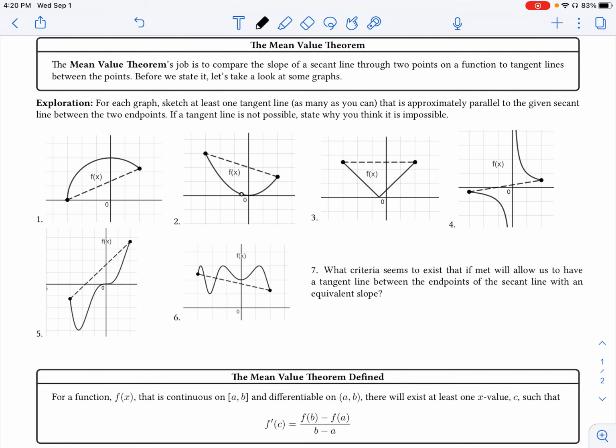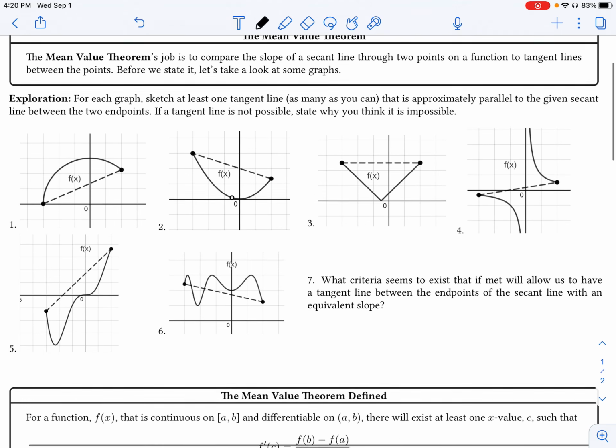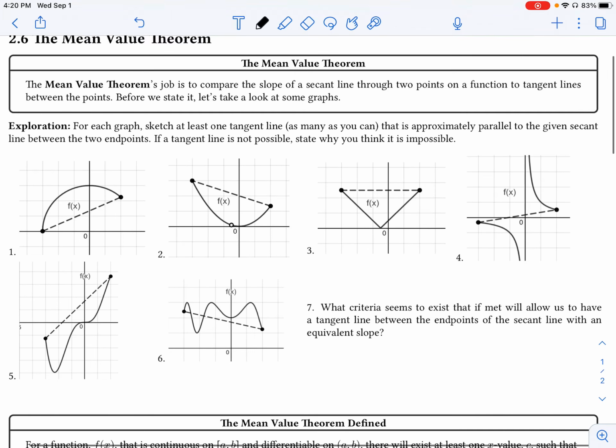So take a moment right now, pause the video, and for each of these graphs, see if you can sketch one tangent line. And in certain cases, you can do more than one, so try to do as many as you can, where the tangent line is approximately parallel to the given secant line that you see here, in that dotted line between the two endpoints. And if a tangent line is not possible, think about why you think it's not possible.